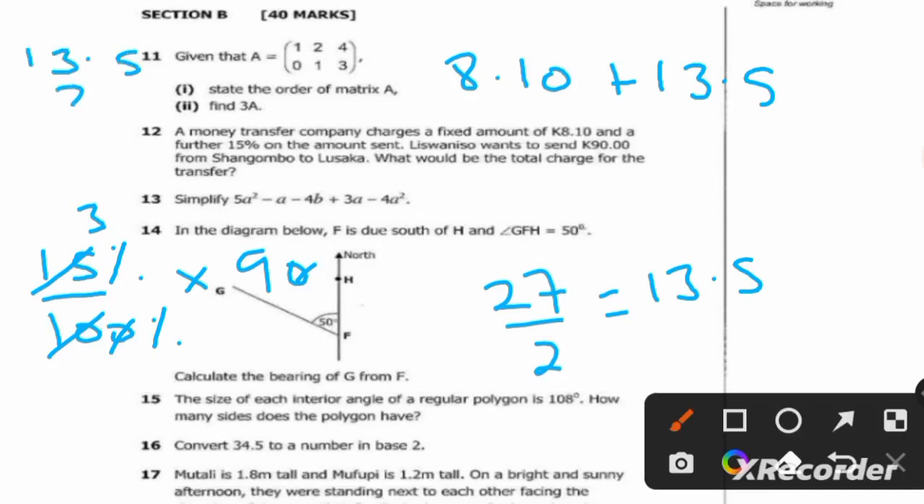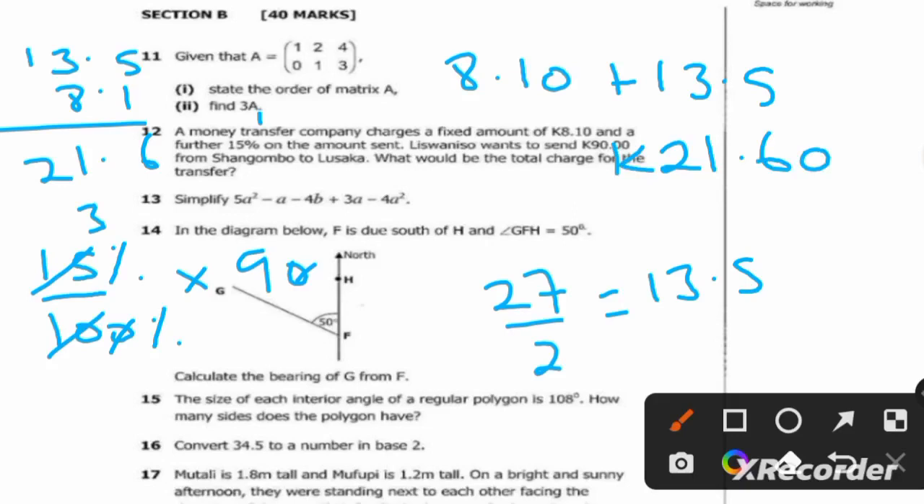13.5 plus 8.1 plus 8.1. So 5 plus 1 is equal to 6. 3 plus 8 is equal to 11. We write 1 carry 1. 1 plus 0 is equal to 1, plus 1 is equal to 2. So therefore, the total charge is 21 kwacha 16 ngwee. This is the total charge.